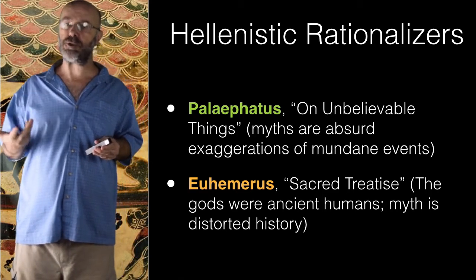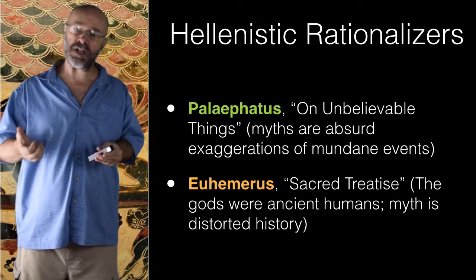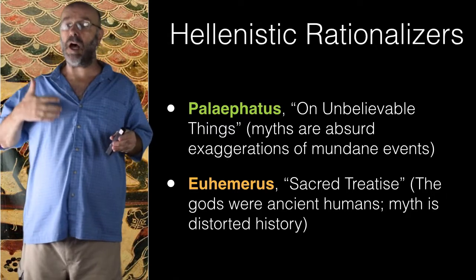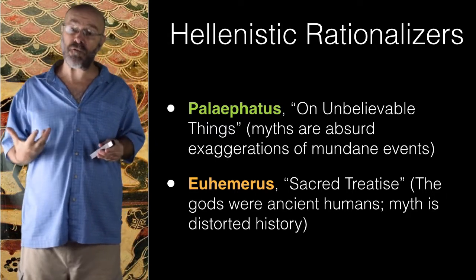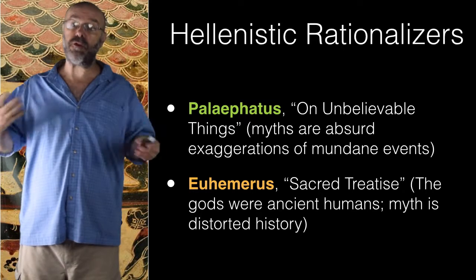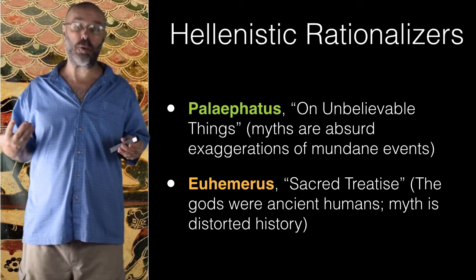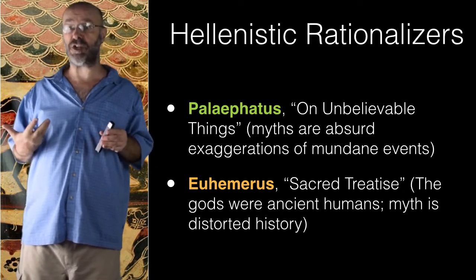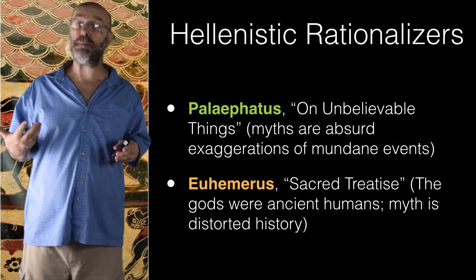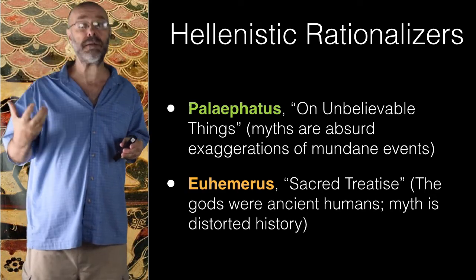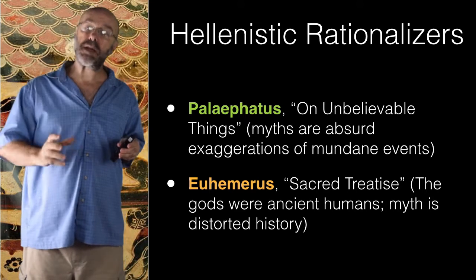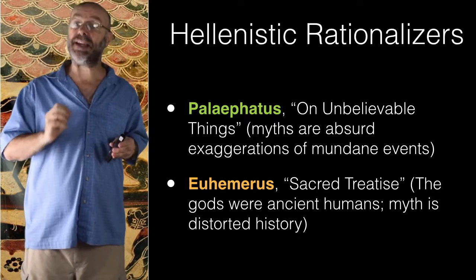And then there is Euhemerus, whose name survives to us in the mythological interpretive method called Euhemerism, who in his sacred treatise writes a kind of parodic utopian story about traveling to a place where he discovers that the people that the Greeks think were gods were actually just very ancient humans. And so all of Greek myth is just a sort of distorted history of mostly forgotten real events.